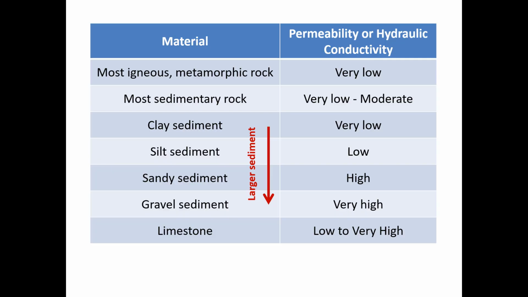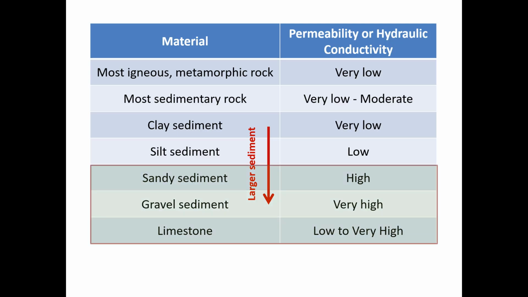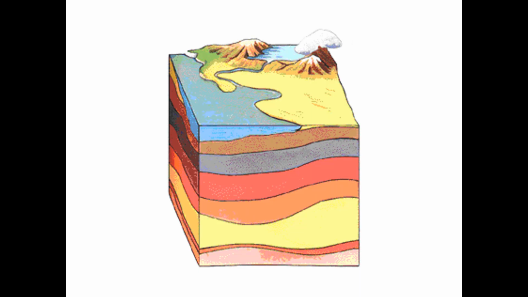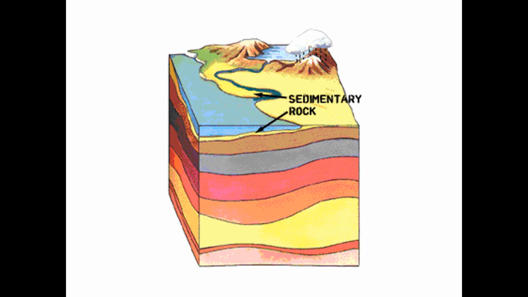Since aquifers have to have a relatively high permeability, they tend to consist of unconsolidated sands or gravels, or sometimes rock with a high secondary porosity, like limestone. Confining units typically consist of silty or clay-rich sediments or rocks. Aquifers and confining units are not randomly distributed in the Earth, since most of them are found near the surface in sediments and sedimentary rocks.